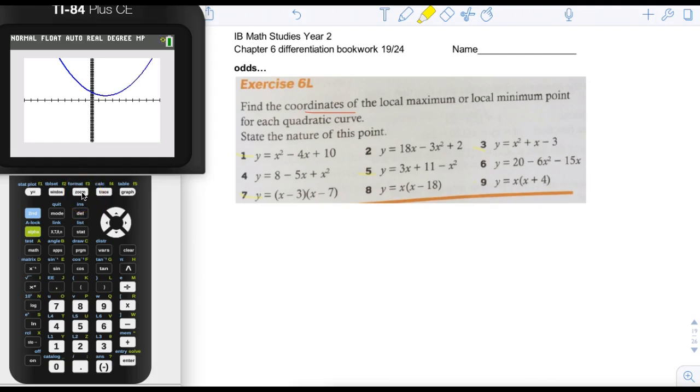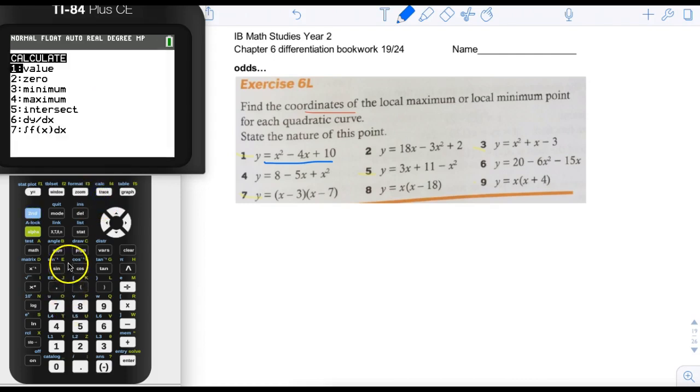And here's the graph of this function here. It's what we always call the blue function because it's just the regular function. And if I wanted to find the minimum point, obviously there's no maximum point here, but if I wanted to find the minimum point, which is about here, I could just do second calc minimum, which is option 3 here.